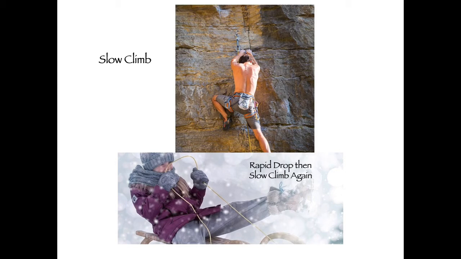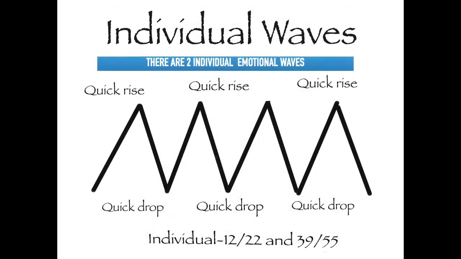So both of these channels, though they are considered collective with a slow rise and a quick drop and then a slow rise again, it still means that there can be some intensity with the emotional wave that people who have these waves experience. But the difference between somebody who carries a collective wave or an individual wave is the collective wave is pretty transient and quick, whereas the individual wave has potential to last a little bit longer on one or both sides.